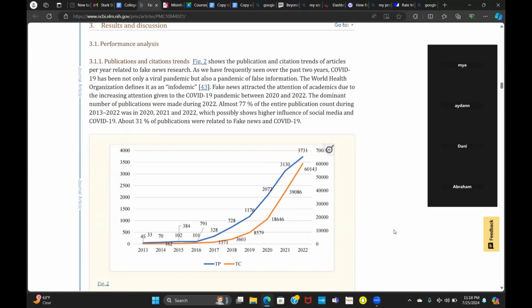It talks about how fake news attracted the attention of academics due to the increasing attention to the COVID-19 pandemic between 2020 and 2022. The dominant number of publications were made during 2022. Almost 77% of the entire publications count during 2013 to 2022 was in 2020, 2021 and 2022, which possibly showed higher influence of social media and COVID-19. About 31% of publications were related to fake news and COVID-19.